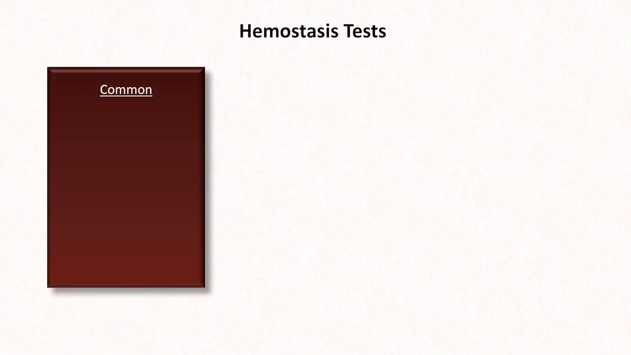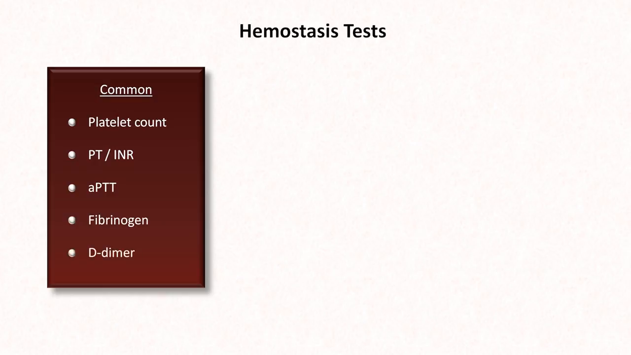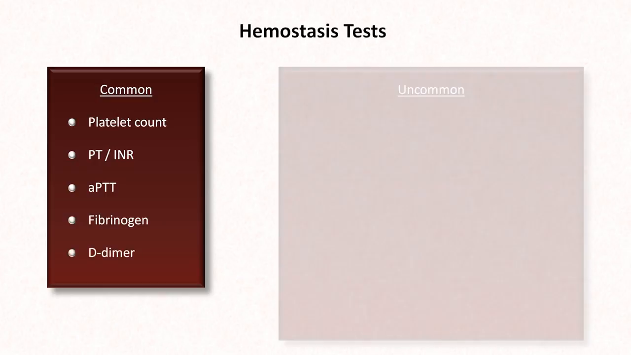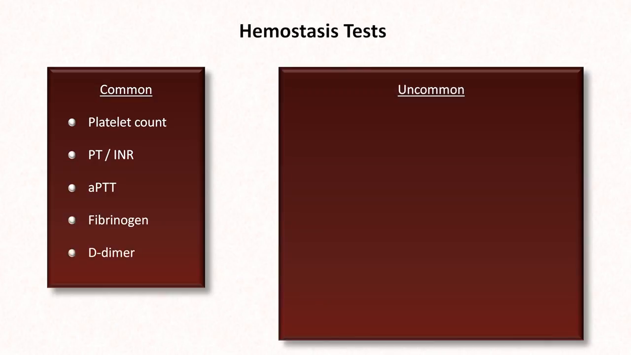I think about hemostasis tests in two categories. First are the common tests. These are the ones that I see ordered all the time in the hospital. They include the platelet count, PT and INR, the APTT, which is more commonly referred to as just PTT, fibrinogen, and D-dimer. Then there are the uncommon tests, which are ordered only in very specific situations.